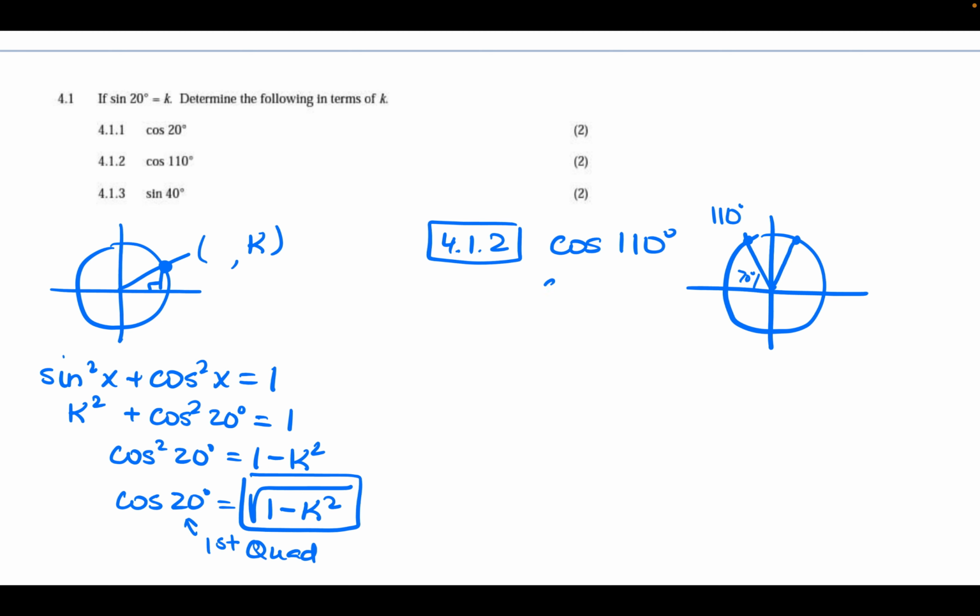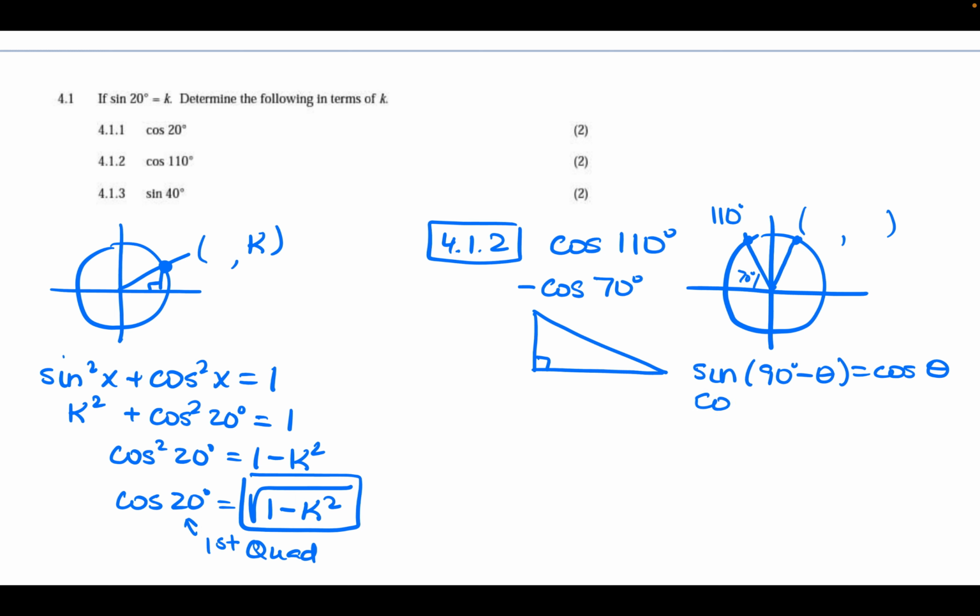And in fact, we could say that the cosine of 110 is equal to the opposite of the cosine of 70 because the cosine is the x-coordinate on the unit circle. And we do know a connection between 70 and 20. And this now relates to the co-ratio relationship. So we know that the sine of 90 degrees minus an angle is equal to the cosine of that angle, and that the cosine of 90 degrees minus an angle is equal to the sine.